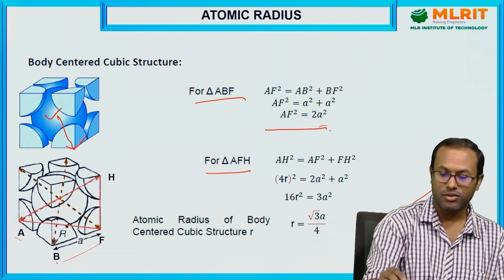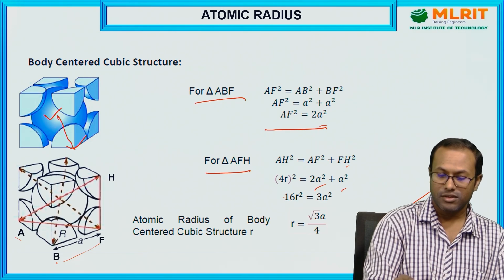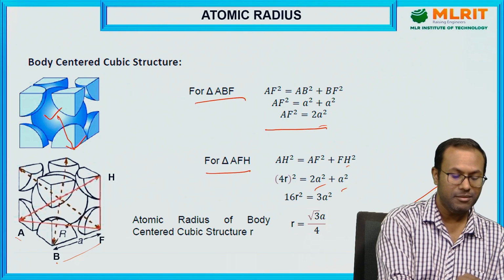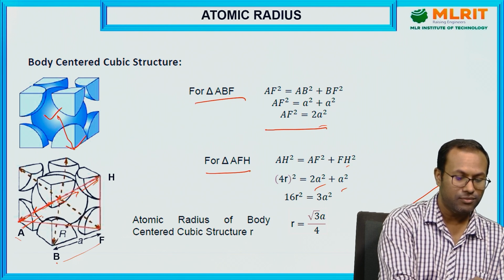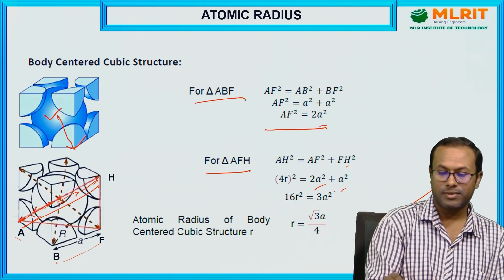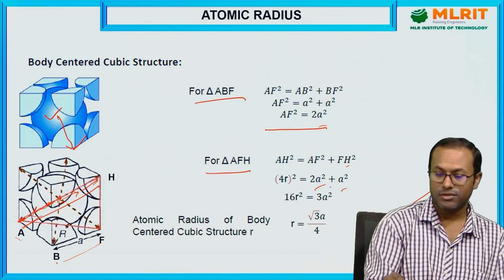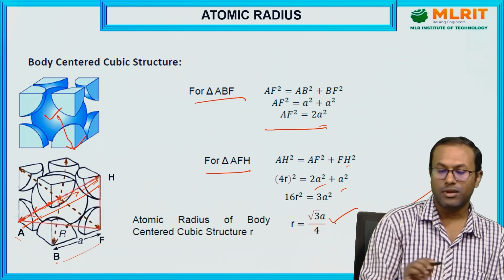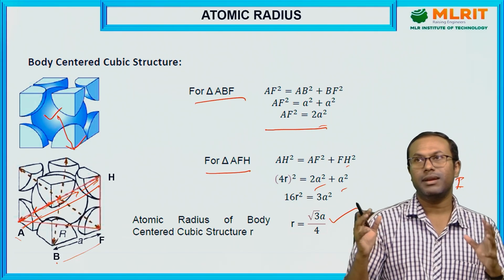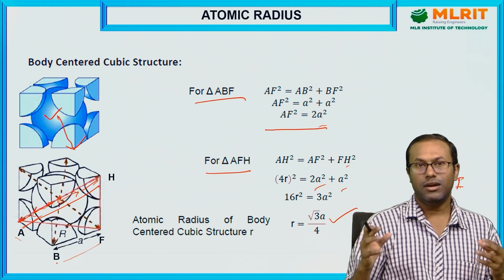So AF square is 2a square and FH square is a square, and this AH is basically 4R. Why 4R? Because this is R, this is another R, making 2R, and similarly this is R of the sphere and another R. So total 4R. So 4R whole square equals 3a square, that is 16R square equals 3a square. So R will be root 3 a by 4. This is for BCC. If we understand the diagram a little bit, then it is very easy to imagine these things.